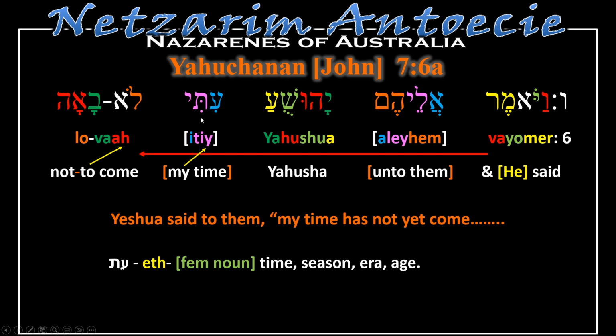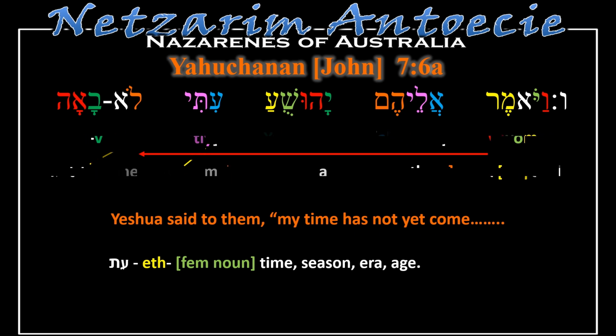Iti, my time. So how do we get my time? First, the ending tells us my, with the yod there, and the chirik. And the root of it is et, which is a feminine noun meaning time, season, era, age. So time. My time, lo, not, la'vo, to come. And we can consider the hey as being directional because we know that ba or bo means come, right? So not to come. So the translation: Yeshua said to them, my time has not yet come.